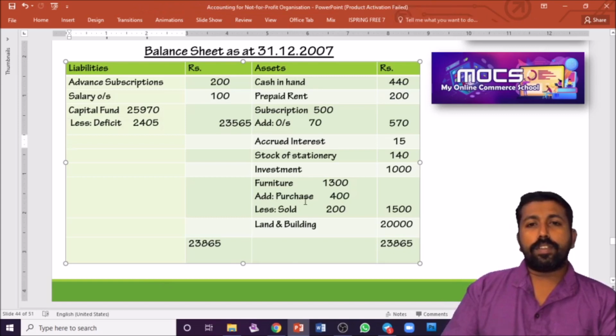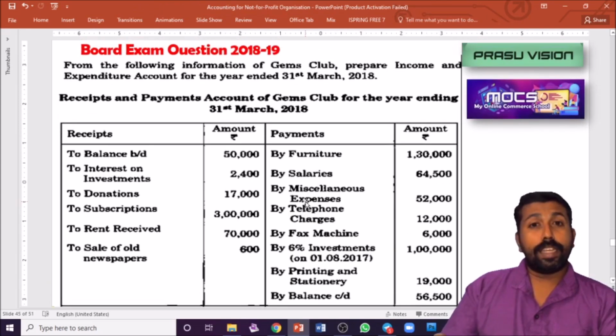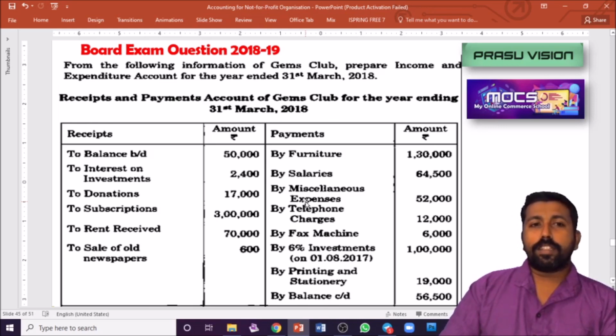And here the first problem is from the 2018-19 board exam. There we have only one small question. From that we have to prepare only the income and expenditure account. Remember, on the receipt side there is interest on investment, donation, subscription amount, rent received, and sale of old newspaper, which we will take into the income side of the income and expenditure account. And on the payment side, furniture we will never take in the income and expenditure account, that will be taken only in the balance sheet.